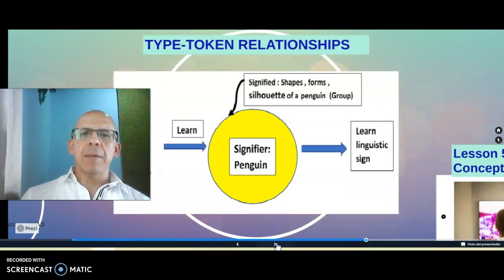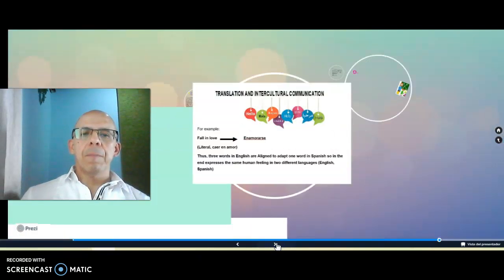According to Saussure, type token relationships are the signifier, for example, chain of words, like in this case penguin, the signified, which has shape, form, silhouette of a penguin. These two are the linguistic signs.